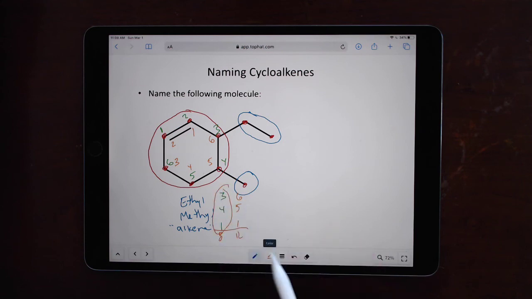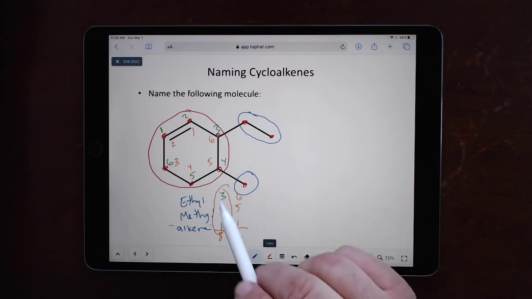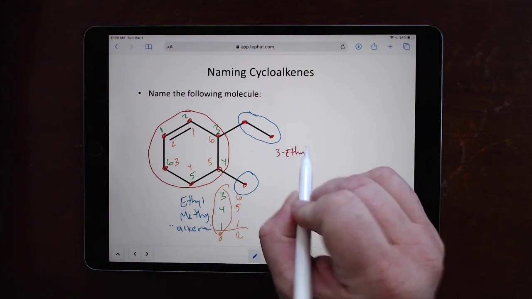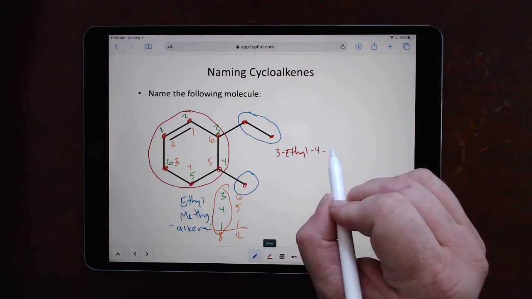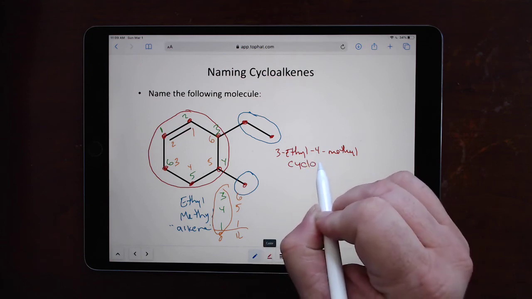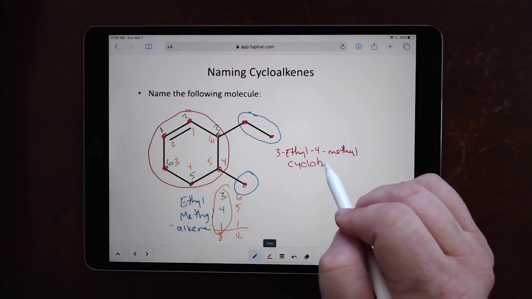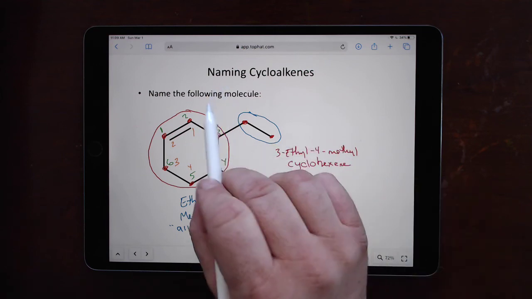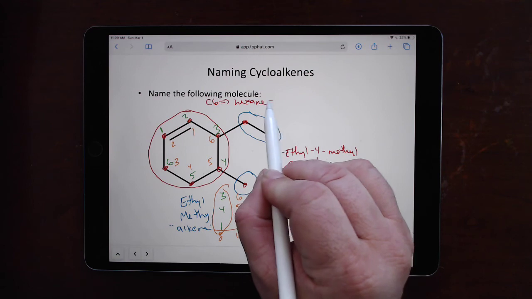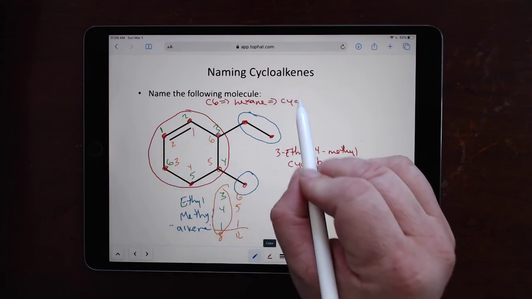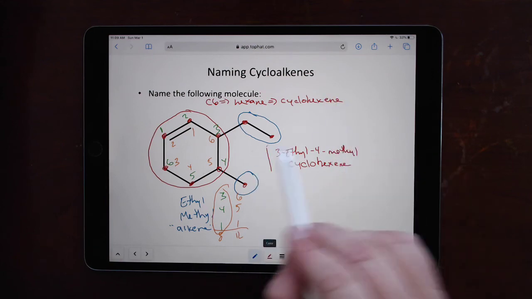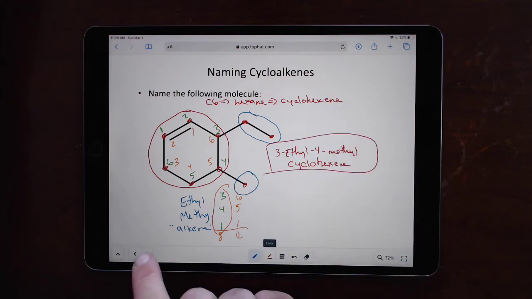So we're going to use these green numbers here. It ends up being, ethyl comes before methyl, so it's going to be 3 ethyl, 4 methyl. We never did this, so hexene: the main chain, C6, would be hexane, but it's a ring, so it's cyclohex, and it has a double bond in it, so it'd be ene. Okay, see, like that. So that's fine.